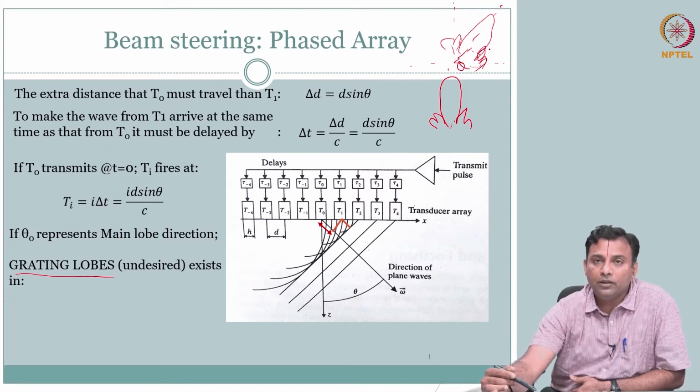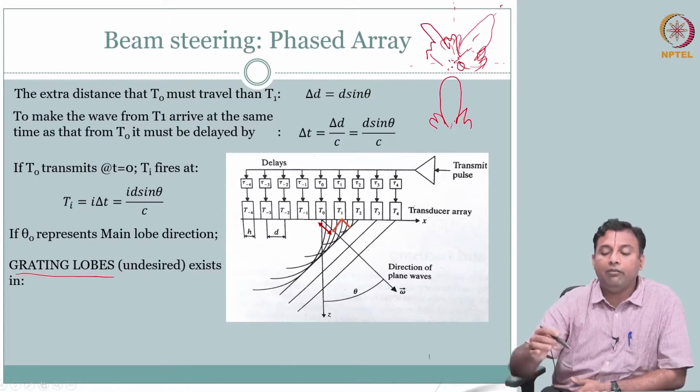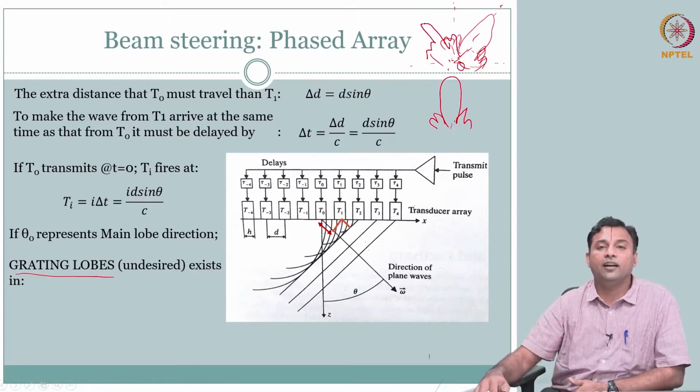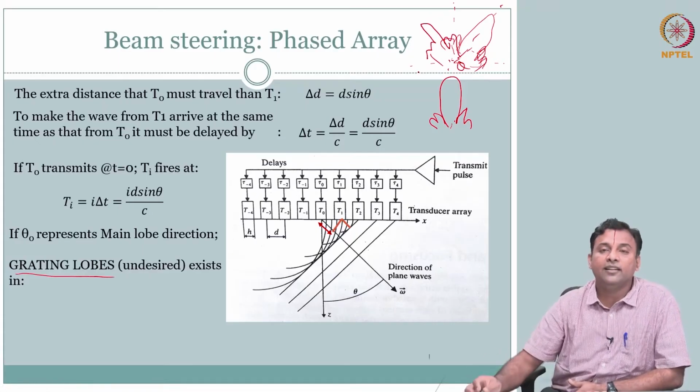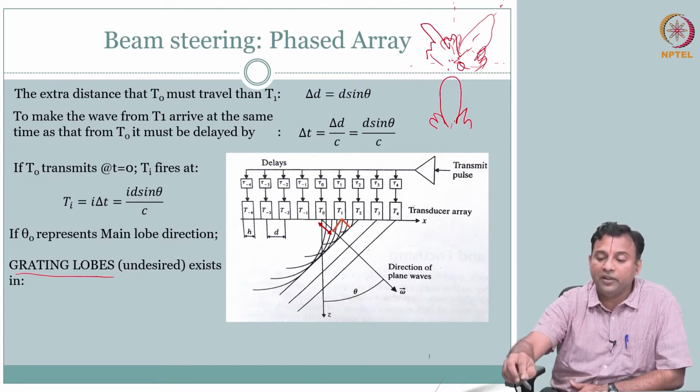But grating lobe is a problem, because when I am looking at this direction, what if I have another cousin of this main lobe at another angle? If I have the same pattern, side lobe, you have another main lobe and side lobe, then I am actually thinking I am sending in this direction, but the wave is also going in this direction. If that is the case, now I am caught. I might be completely wrong, right?